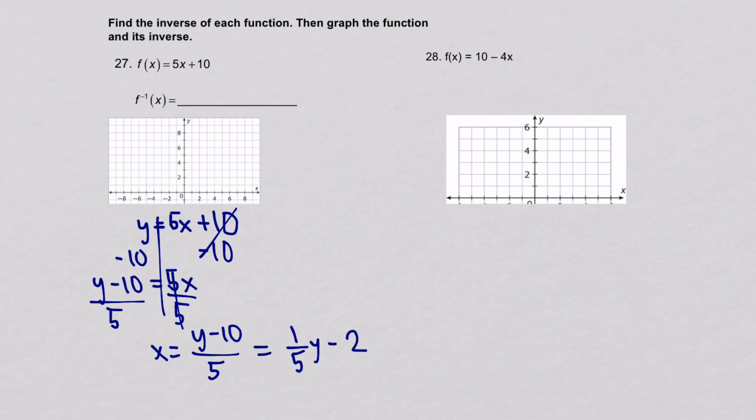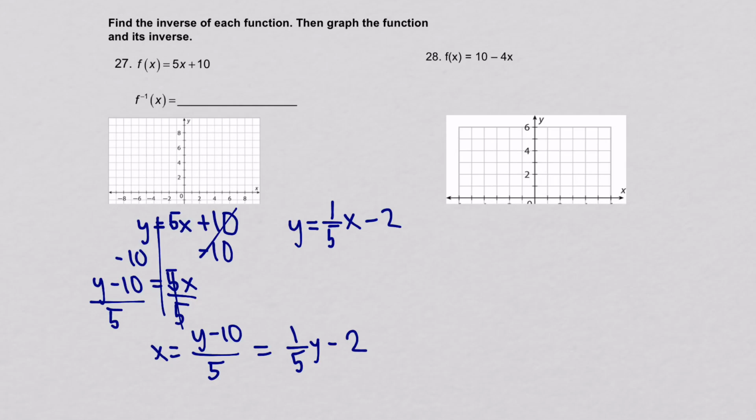And then the final step is to reverse the x and the y. I haven't done that yet, so I'm going to do that right now. Y is equal to, now that y that I just wrote is this x, right? I just changed the x to the y, and I'm going to change the y to an x. Y is equal to, I am going to write it in this form because it's easier for graphing. So y is equal to 1 over 5 x minus 2.